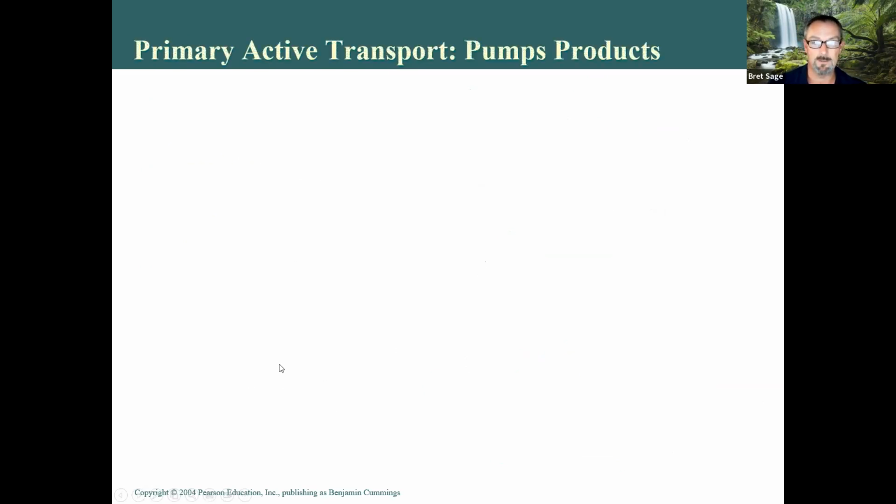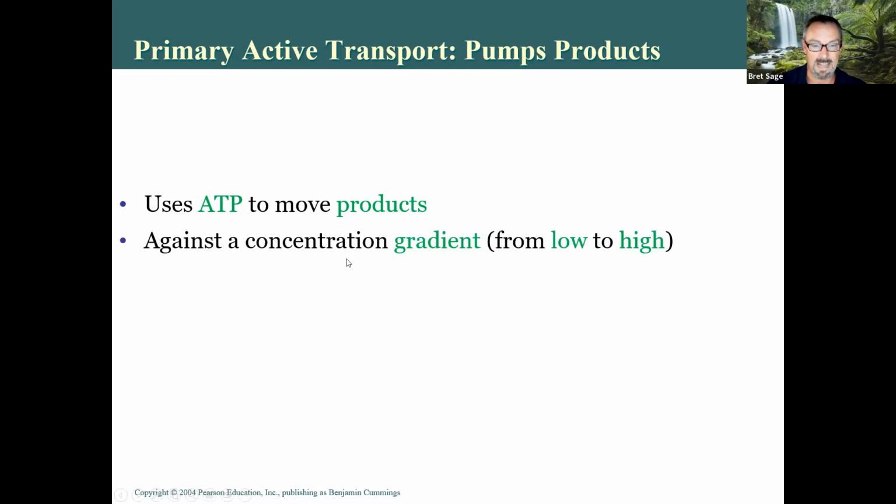All right, primary active transport. Now notice the word here is active. This is going to require energy from you to do this. It uses ATP, which we talked about last time, adenosine triphosphate, to move products, and often it's going to move them in the direction they don't want to go as a result of diffusion. So it's going to go the opposite way. It goes against the concentration gradient from low to high, which is the opposite of the way that it wants to go. So you're basically forcing it to go uphill instead of downhill, which is the way it wants to go.